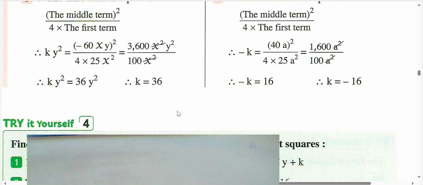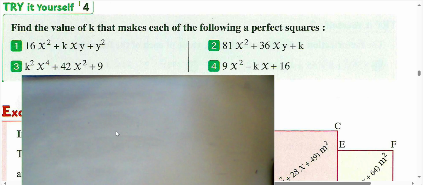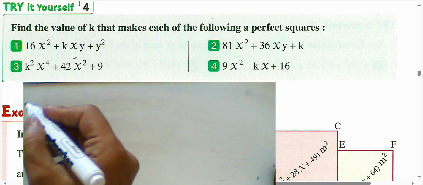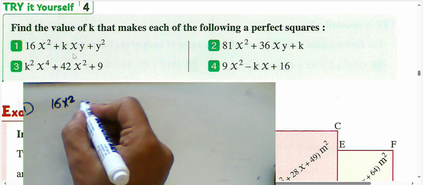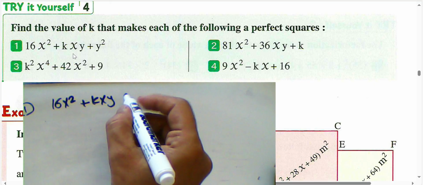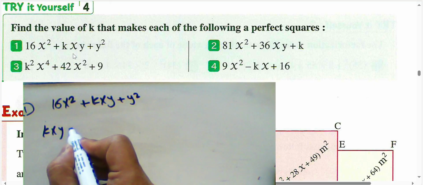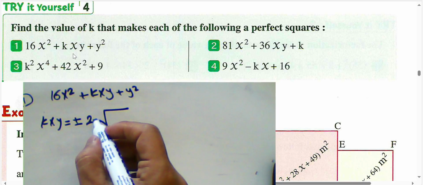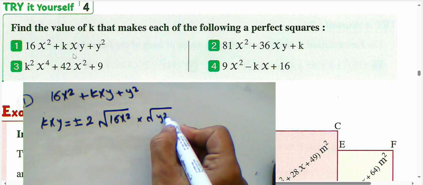Try yourself number 4. Find the value of k that makes each of the following a perfect square. Okay, as in the example here of perfect squares, we can find question number 1. We have 16x² + kxy + y². We know kxy equals positive or negative 2 times the square root of the first and the third, the square root of 16x² times the square root of y².